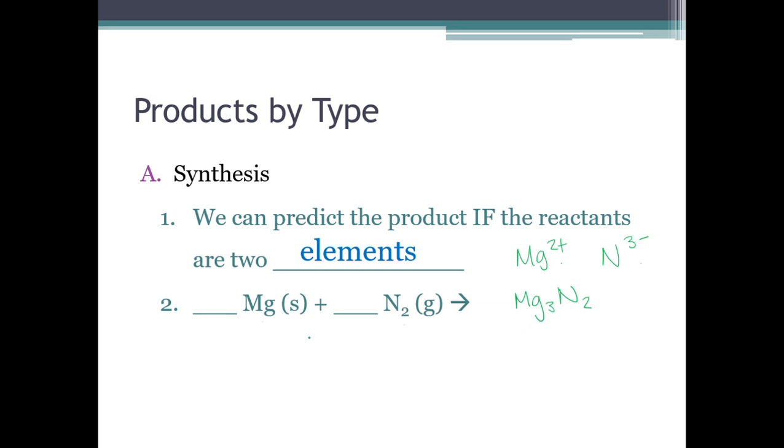Now we need to balance this. So here on the left, we've got magnesium and nitrogen. On the right, we have magnesium and nitrogen. So we have 1 magnesium and 2 nitrogens on the left. We have 3 magnesiums and 2 nitrogens in our products. So if we put a 3 in front of our magnesium here in the reactants, that'll give us 3 and 3, 2 and 2, and we are all set. We can put a 1 here and a 1 here if we are so inclined, but we do not have to. And that's our balanced equation. So really the same thing we've been doing, just with like 1 step added in front. So that's synthesis. You will only be asked to predict synthesis products if you have 2 elements to start with.